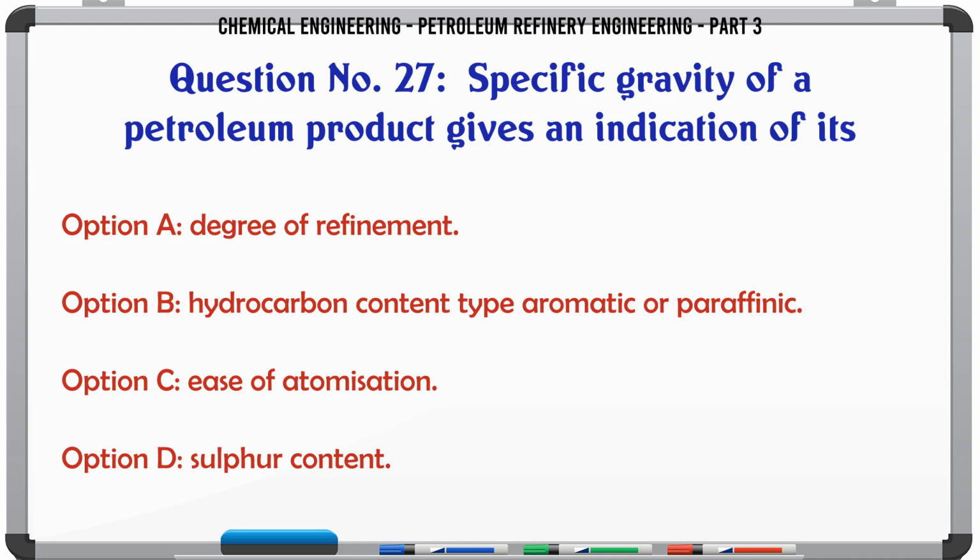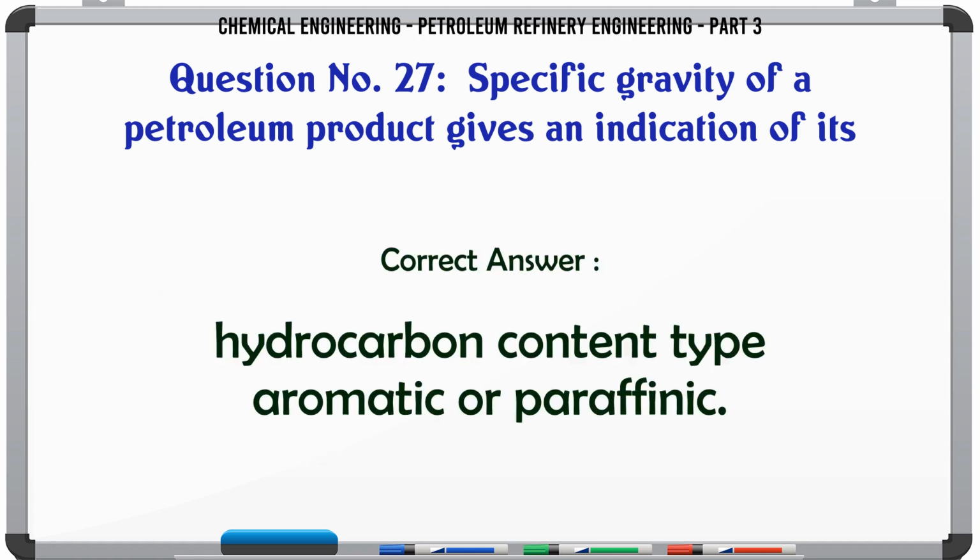Hydrocarbon content type, aromatic or paraffinic, C. Ease of atomization, D. Sulfur content. The correct answer is hydrocarbon content type, aromatic or paraffinic.